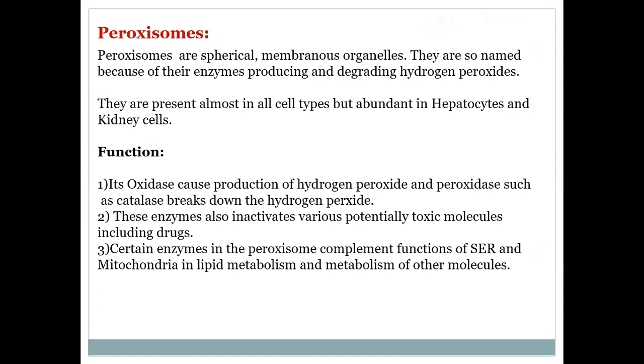Peroxisome. Peroxisomes are spherical membranous organelles, and they produce different enzymes, including enzymes that degrade hydrogen peroxide. They are present in almost all cells but abundant in hepatocytes and kidney cells. Function: with the help of those enzymes they can degrade different foreign particles or inactivate toxic materials like drugs.